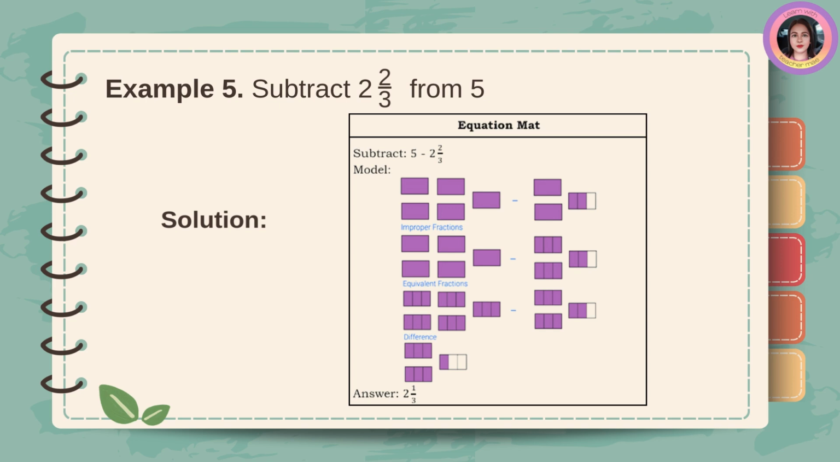Example number 5, subtract 2 and 2/3 from 5. Solution, subtract 5 minus 2 and 2/3. The equivalent fraction of 5 is 4 and 3/3. 4 and 3/3 minus 2 and 2/3 is equal to 2 and 1/3. The answer is 2 and 1/3.